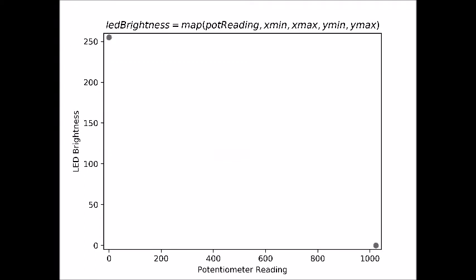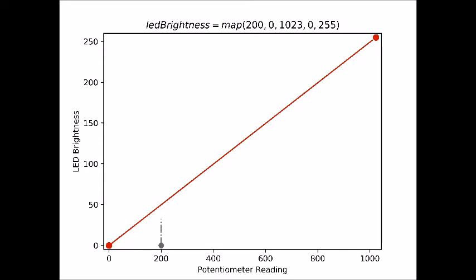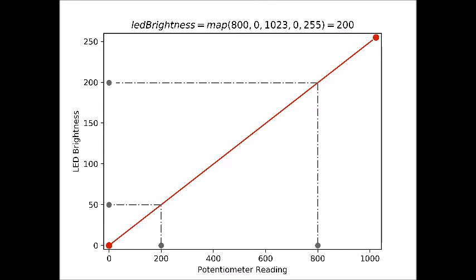We want to take the potentiometer reading, which is between 0 and 1023, and map it to a value between 0 and 255. This gives us the 2 points on this graph, and we can use the point slope formula to draw this line. Then, if we want to know the LED brightness when the potentiometer reading is, say, 200, we simply read it off the graph by following this line, and we can see that it would be 50. Likewise, we can do the same for a potentiometer reading of 800, and then see that the LED brightness is 200. And this is how we would go about mapping the value for the LED brightness for any given potentiometer reading.